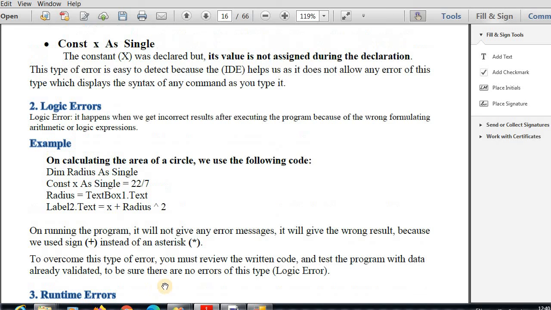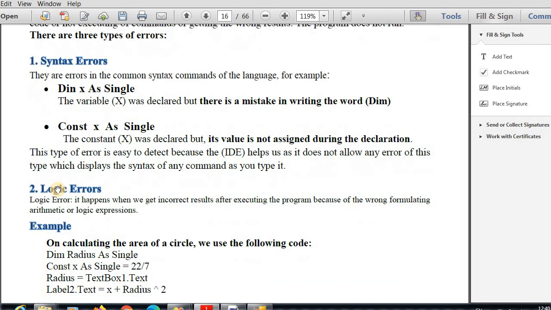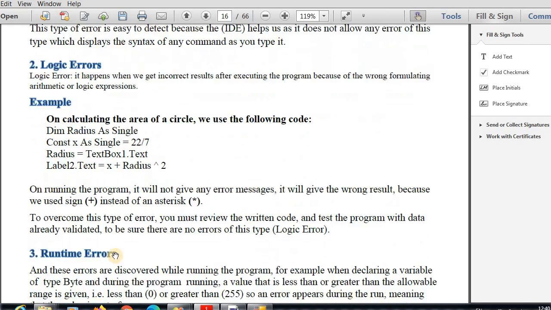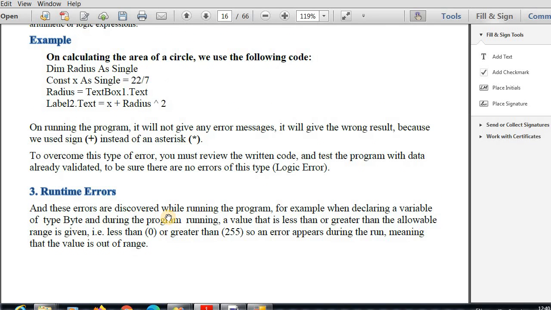So let's take a look again at our errors. The first one was syntax errors, like a spelling mistake or missing word. Then the logic errors, like giving wrong functions or equations while doing the arithmetic operations. And the third one, the runtime errors, as we did before.